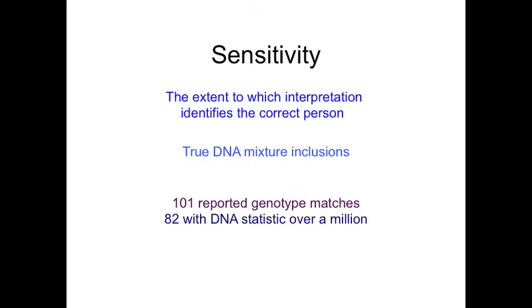In this study, out of the 111 comparisons that were made, it found 101 genotype matches. So it was reasonably sensitive in finding over 90% of what was there, and it gave match statistics that could be appreciable. 82 of those had a match statistic over 1 million.